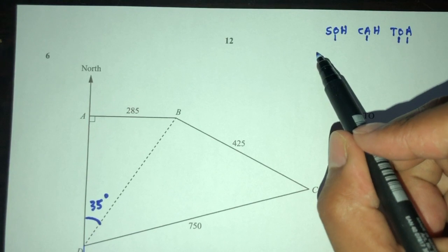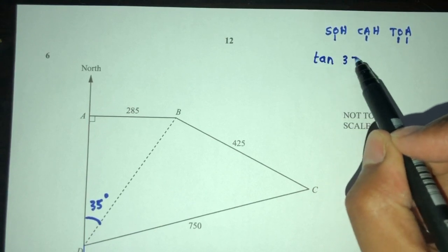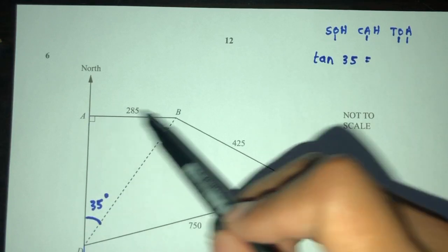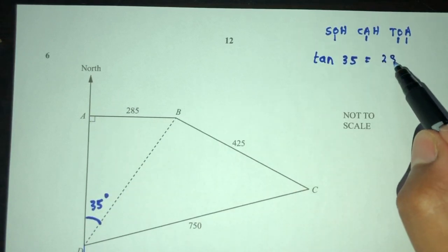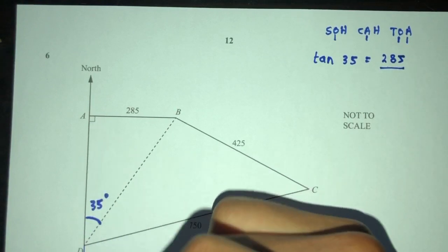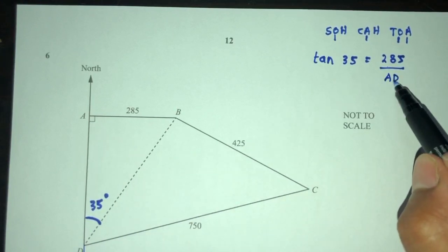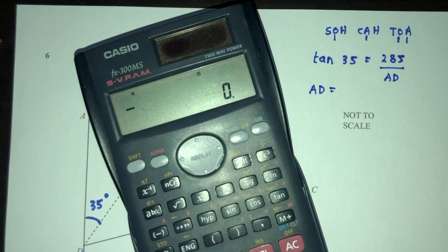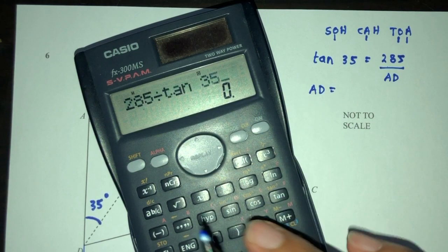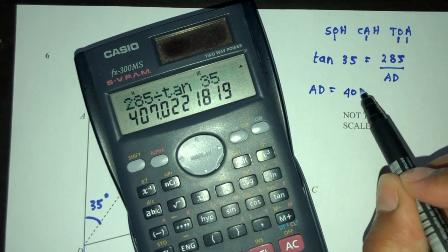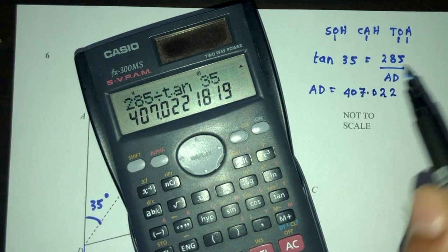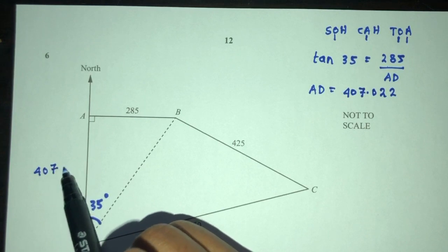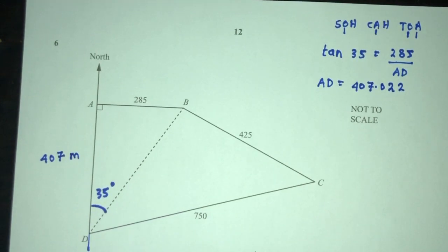So this is tan of the angle, 35, is equal to the opposite side, which is this one, sorry, 285, over the value of AD that we don't know. So finally solve for AD. AD will be this divided by this, right? 285 divided by tan of 35. That will be 407.022. Now obviously correct to 3SF, you would say that is just simply 407 meters. That is your answer, correct to 3SF.